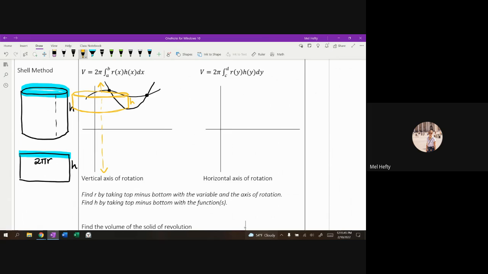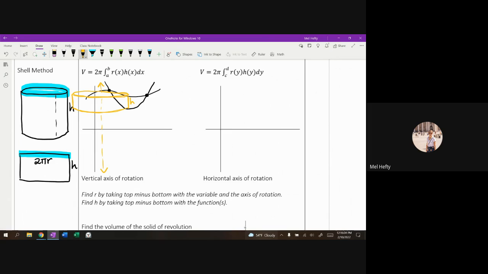Now, when we're thinking about these shells, it's like we're nesting them in each other. Think of if you had the can in the middle that represents your hole, and then you've got labels that are going out and out and out, and they're changing their height as you go along.